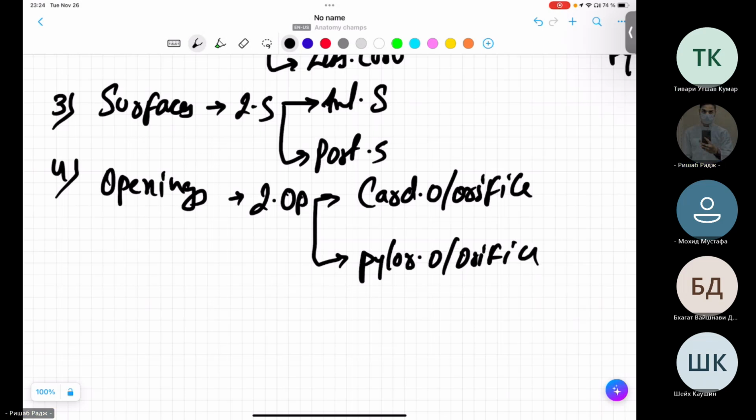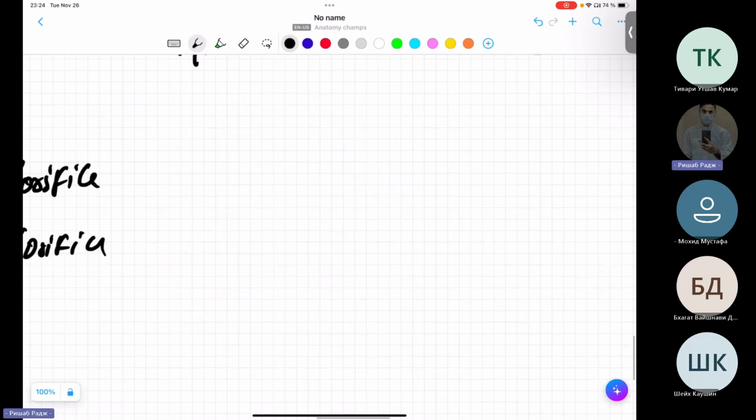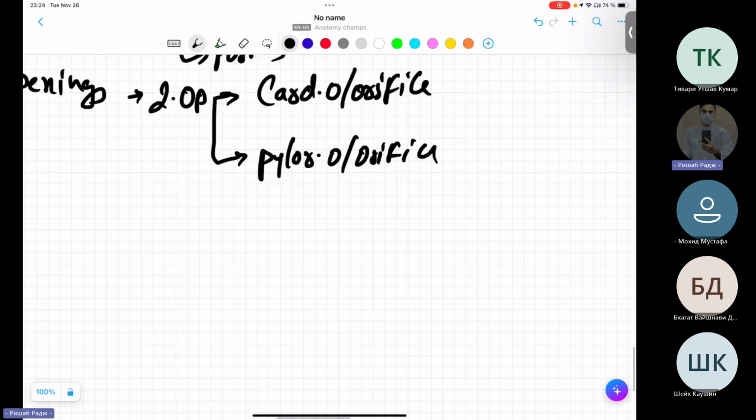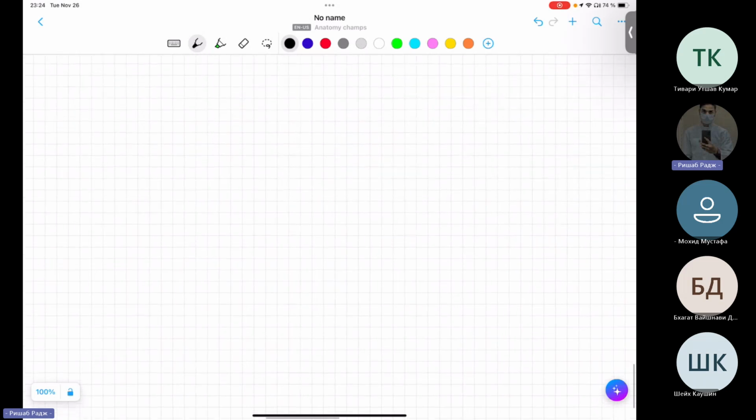Do we have something else? No. These are the features of the stomach. Two ends, two openings, two curvatures, and two surfaces. Right? Now, I will talk about everything, but let's talk about the openings or your orifices. Let's differentiate the cardiac orifice and the pyloric orifice.